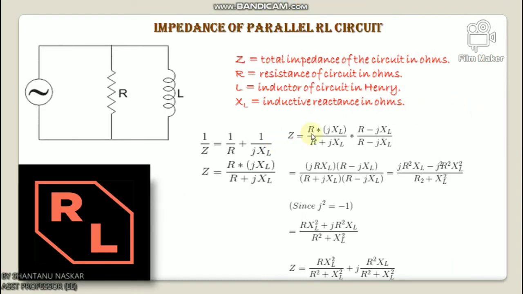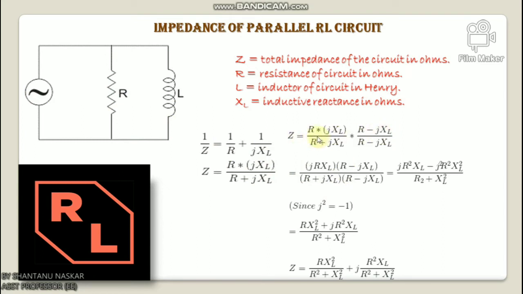Now I will talk about the impedance of the RL parallel circuit. Let Z be the total impedance of the circuit in ohms, R the resistance of the circuit in ohms, L the inductance of the circuit in Henry, and XL the inductive reactance in ohms. Since resistance and inductor are connected in parallel, the total impedance of the circuit is given by 1 by Z equals 1 by R plus 1 by JXL, and we can write Z equals R into JXL by R plus JXL. So in order to remove J from the denominator, multiply and divide numerator and denominator by R minus JXL.